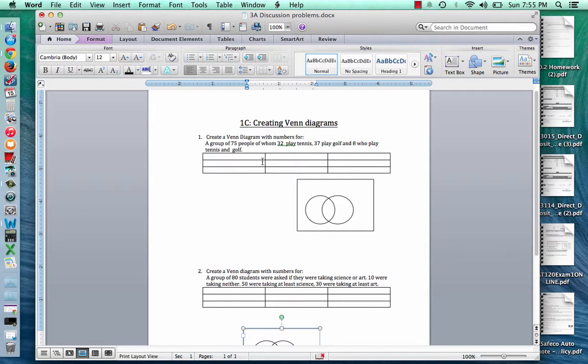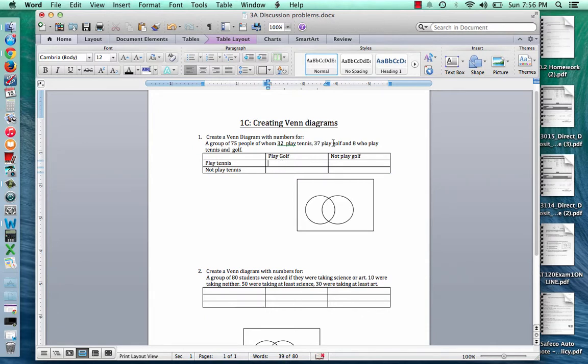Since they can play both tennis and golf, we're going to want to have our cross tabulation. The first one was tennis, so either they play tennis or they don't play tennis. Then this one would be play golf and not play golf. So now from here we want to create the cross tabulation.